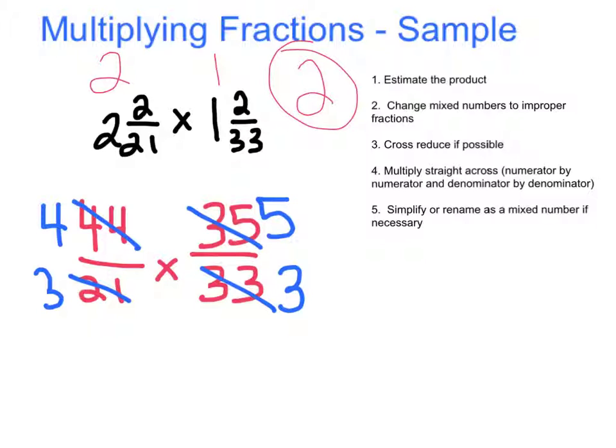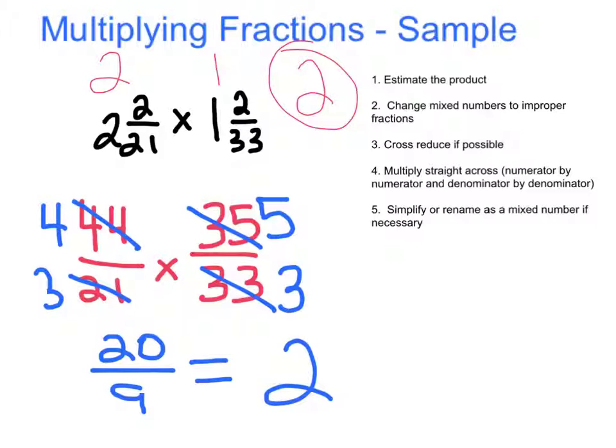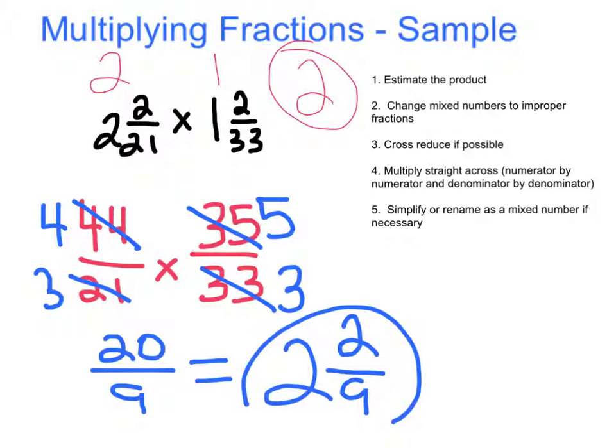I'm going to multiply straight across. 4 times 5 is 20. 3 times 3 is 9. I have an improper fraction. I want to change that to a mixed number. 9 goes into 20 twice, with 2 left over. So I keep my denominator the same. My answer is 2 and 2/9, which is pretty close to my estimate of 2.